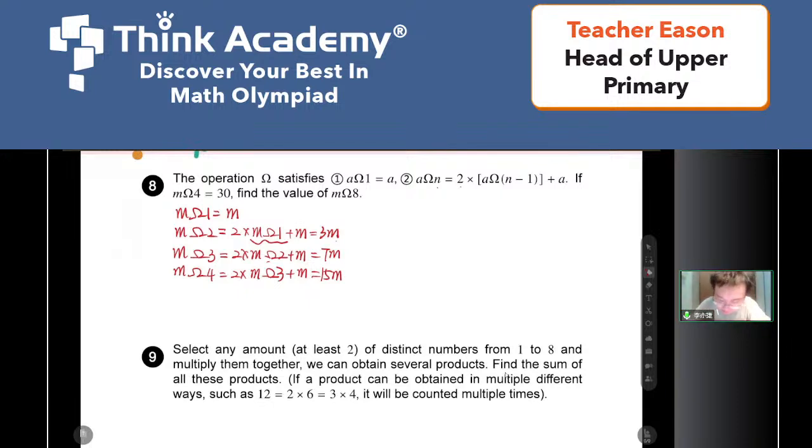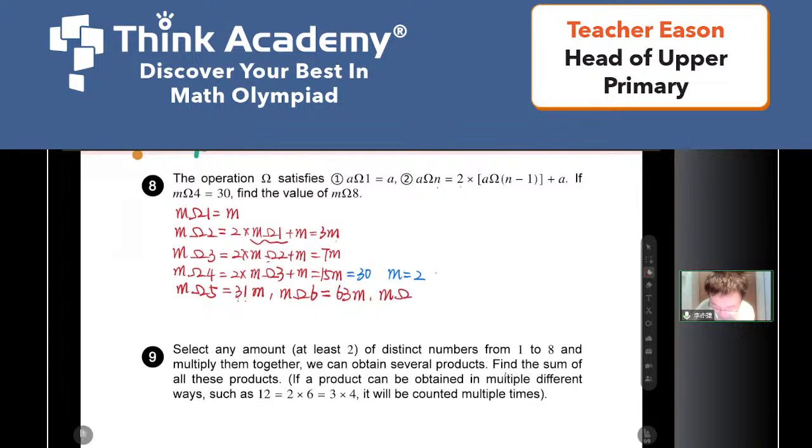So this equals 30. We'll get m equal to 2. But we don't need m equal to 2 now because we still need to use m omega 4 to get m omega 5, 6, 7, and 8. So maybe I write it shortly because this is 2 of 15m plus 1m. So this is 31m. M omega 6 is 2 of 31 plus 1. So this is 63m.